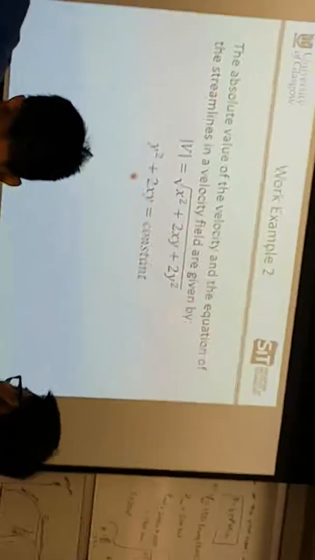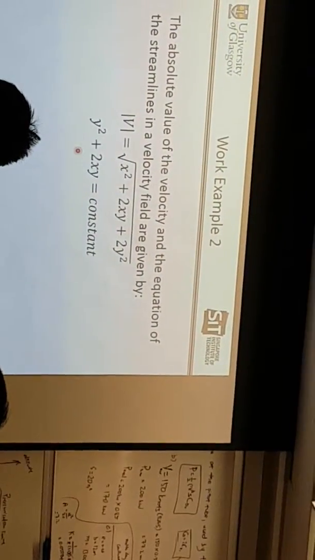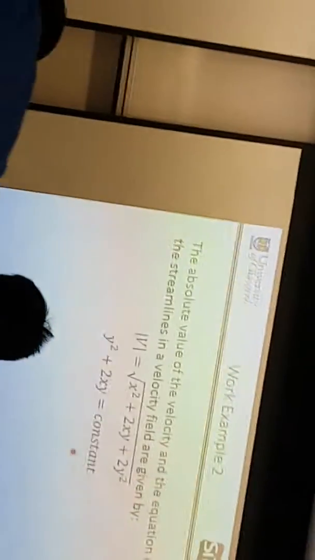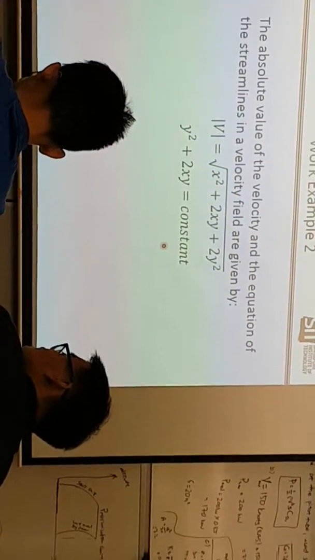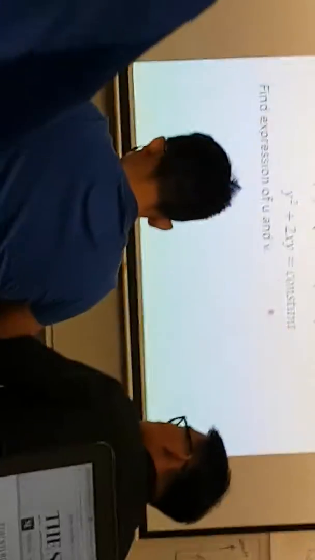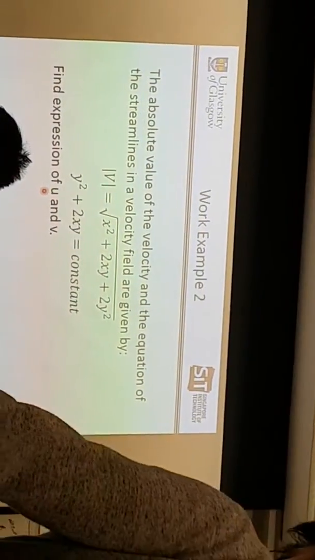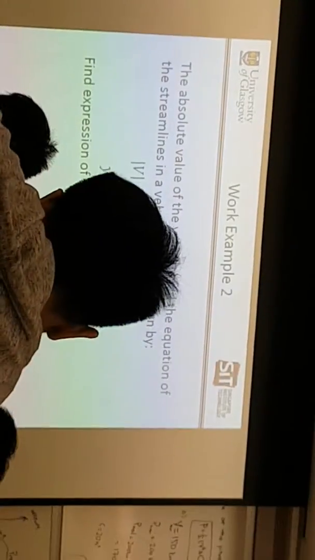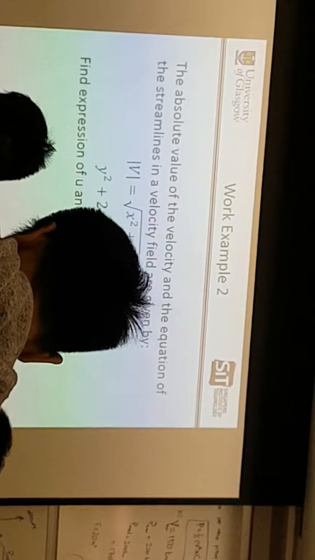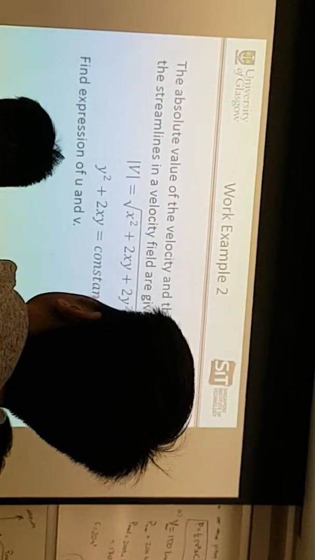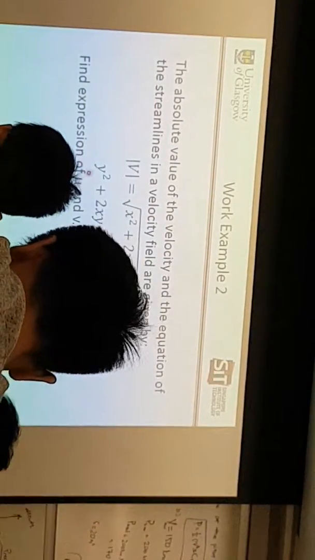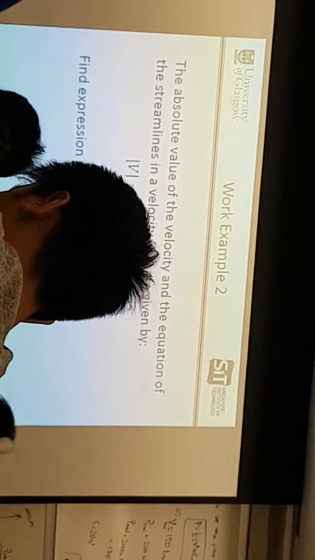Okay, for the second issue that's given, we're given y squared plus 2xy is equal to a constant value. The question asks you to find what the axial velocity u equals, and what the velocity v equals. These are the information given to you. You're going to use this to find what your u and v equal.